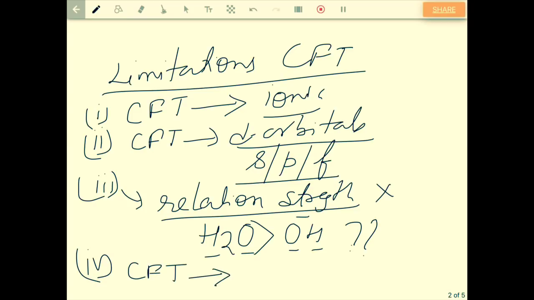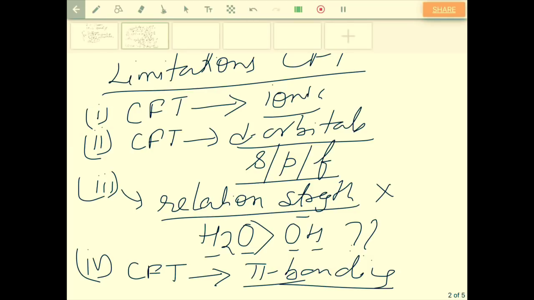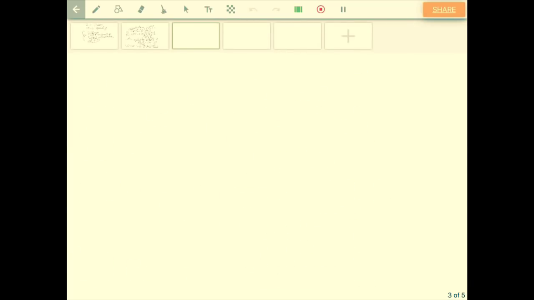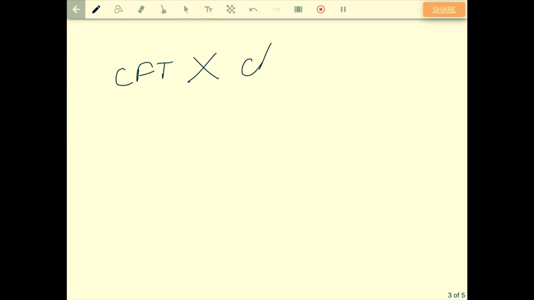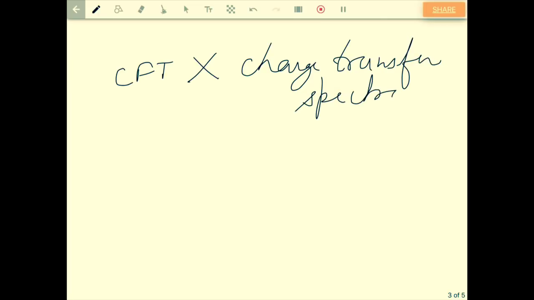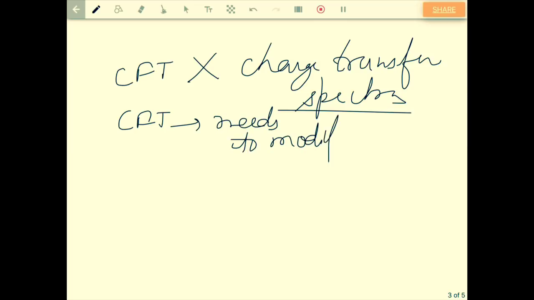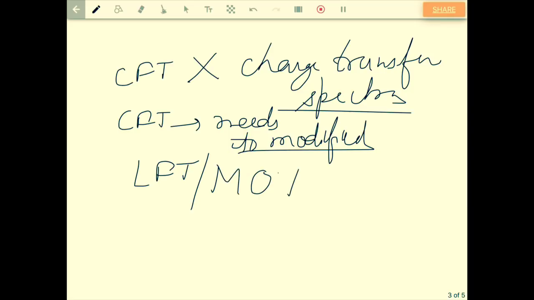CFT theory can't consider multiple bonding or pi bonding. There is evidence of pi bonding in metal complexes which cannot be explained by CFT theory. Another limitation is that CFT theory can't explain charge transfer spectra. So due to these limitations, CFT needs to be modified. Ligand field theory or molecular orbital theory came into existence to overcome the limitations of crystal field theory.